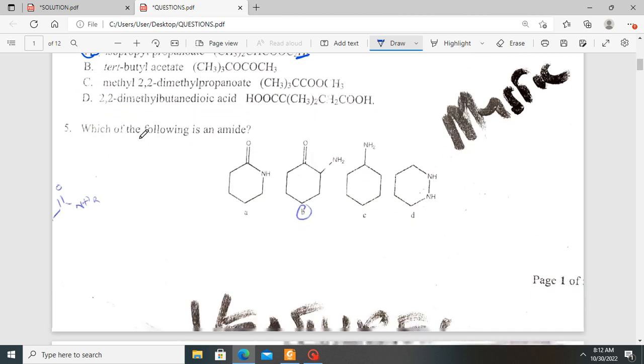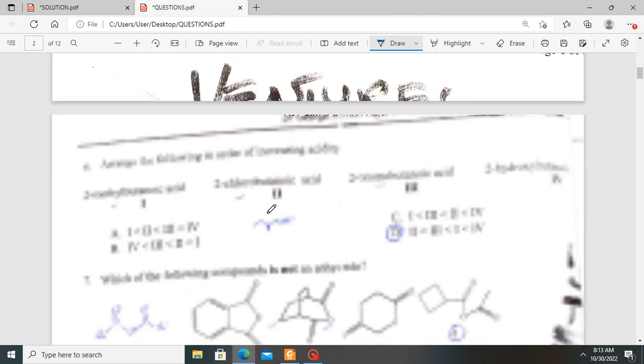Now question 5. Which of the following is an amide? So among these alternatives, which of them is an amide? An amide has nitrogen bonded to a carbonyl carbon. So here, this qualifies to be an amide. This is never an amide. This is an amine, and this is a diamine. So the answer is A. This one is the only amide among this set of alternatives.